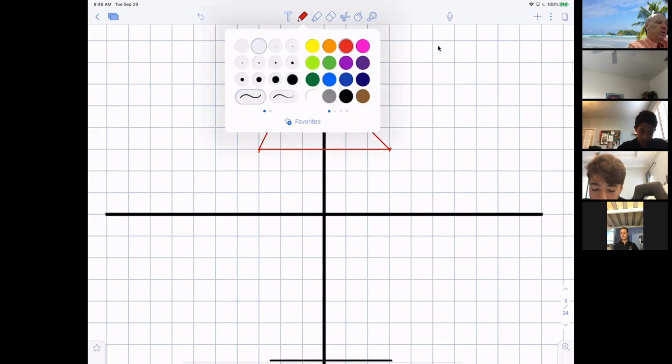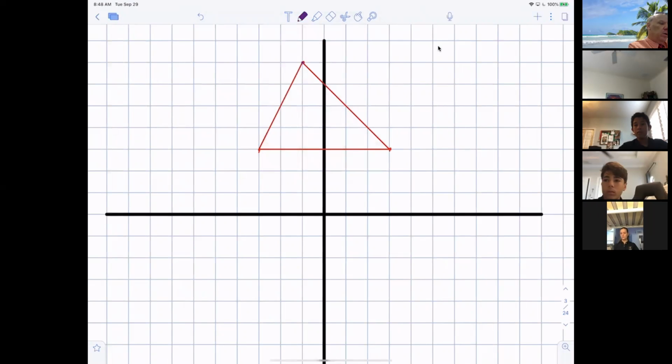Let me address that with you real quick and make sure you're seeing this. From here to here, because this is a horizontal line, the altitude is going to be a what? Vertical line. Is everybody with me on this? So the first line I have is already an altitude. That was an easy one to find. So somebody tell me what that equation is. Thank you so much. X equals -1.